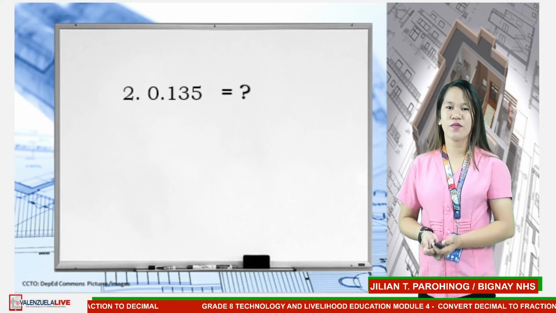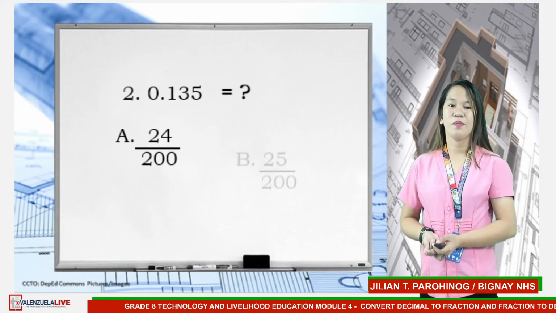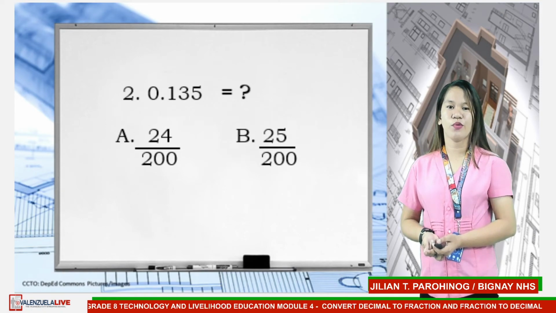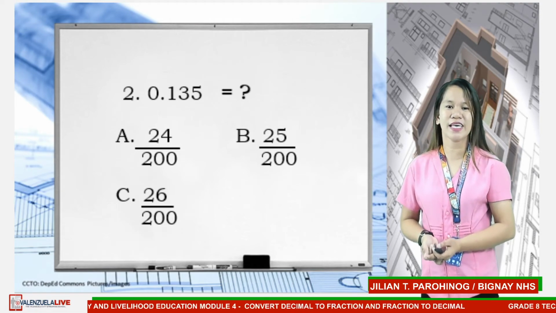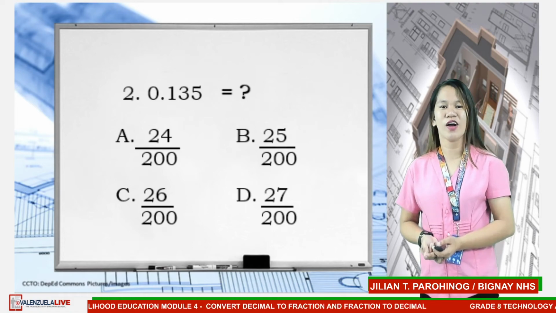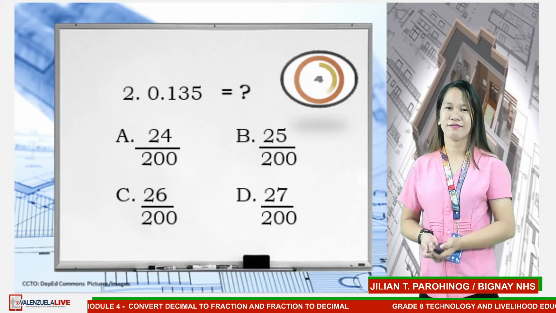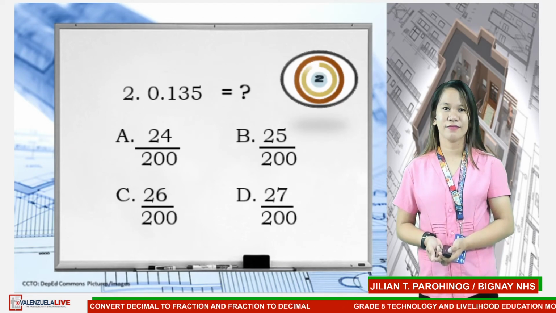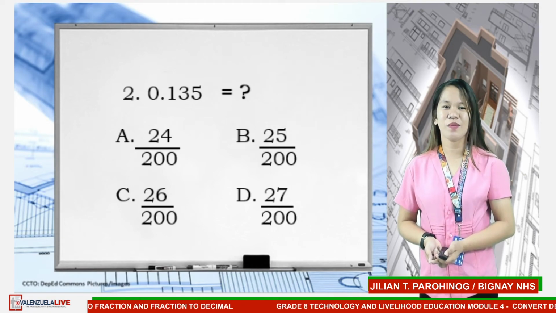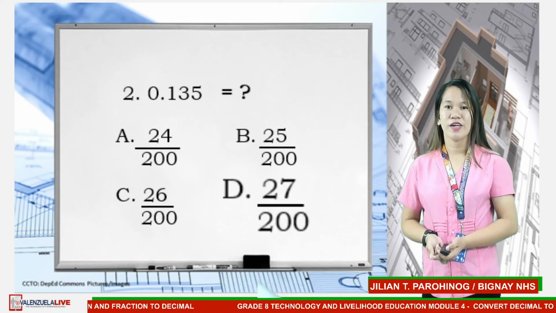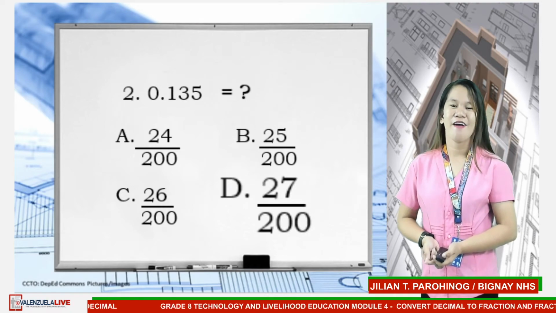Number 2, 0.135 is equals to, is it A, 24 over 200, B, 25 over 200, C, 26 over 200, or D, 27 over 200? Your timer starts now. Time's up. The correct answer for number 2 is letter D, 27 over 200. Very good.